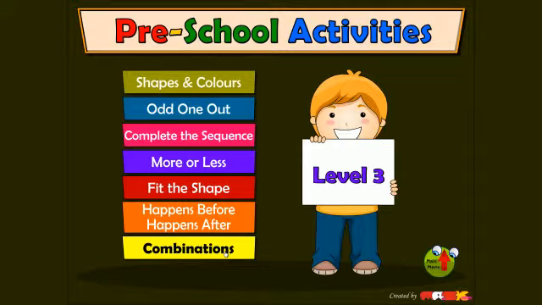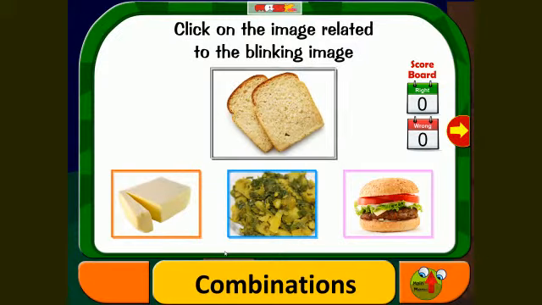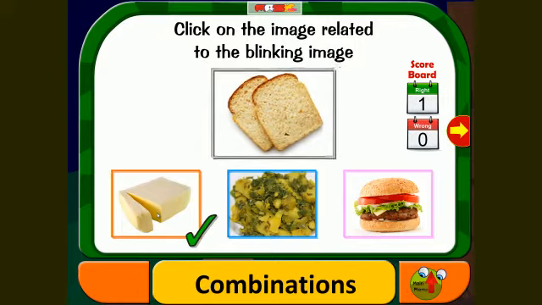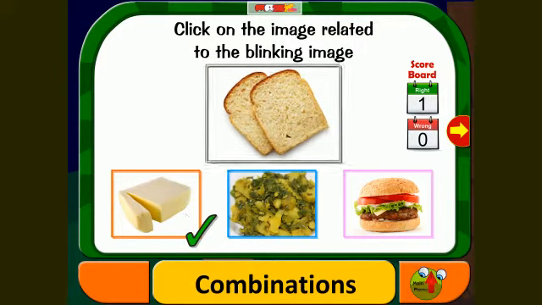Combinations. Click on the image related to the blinking image. Correct. This is bread and butter.